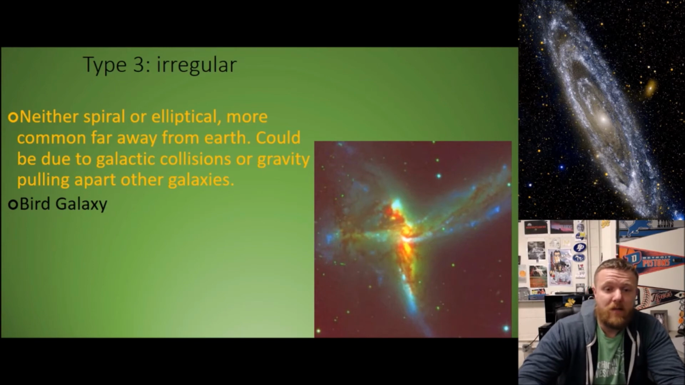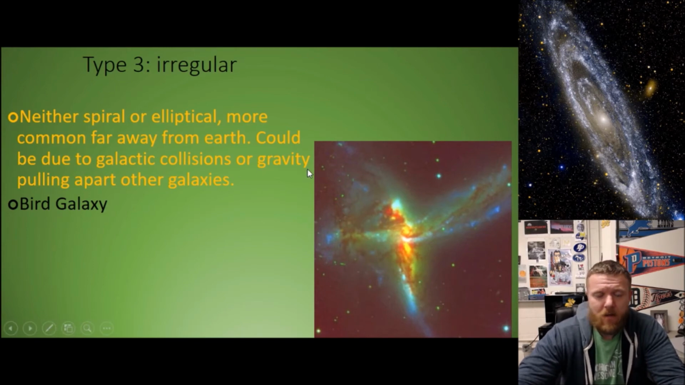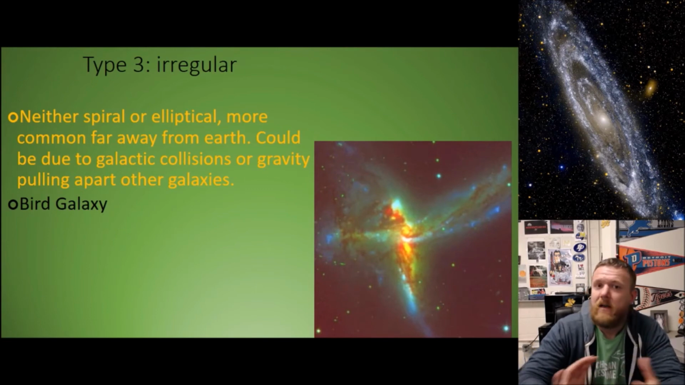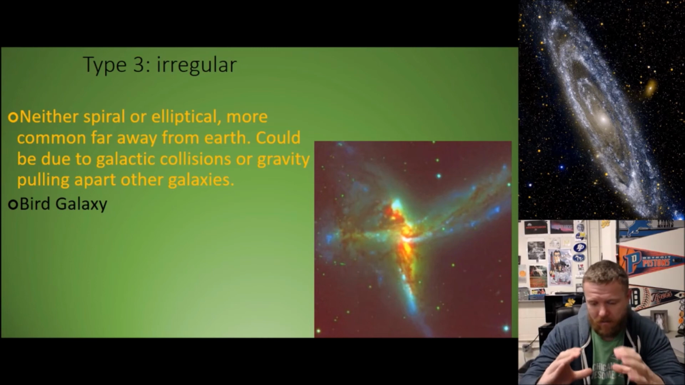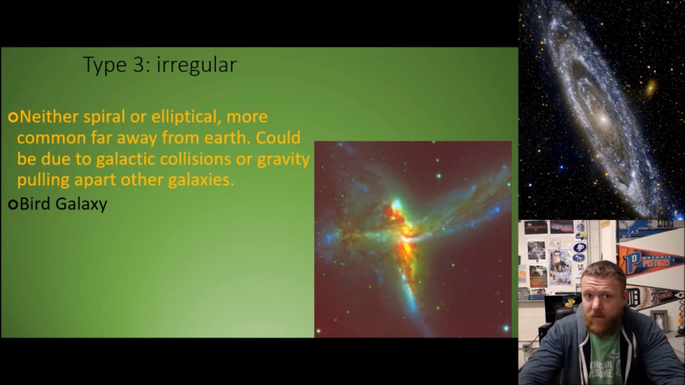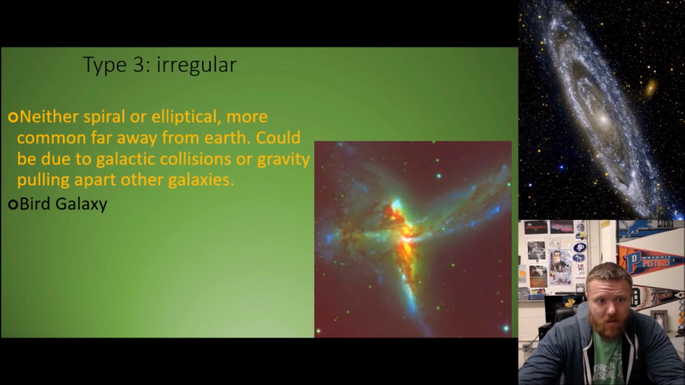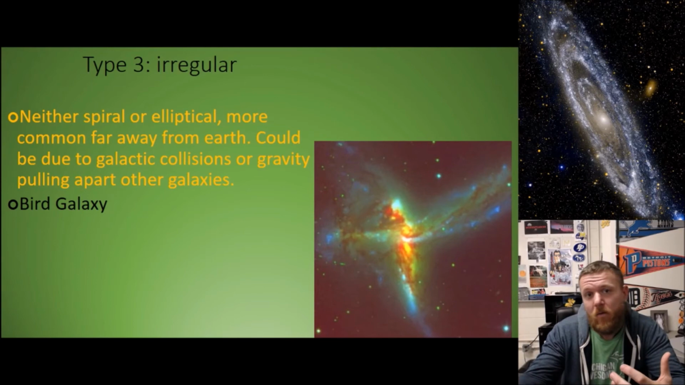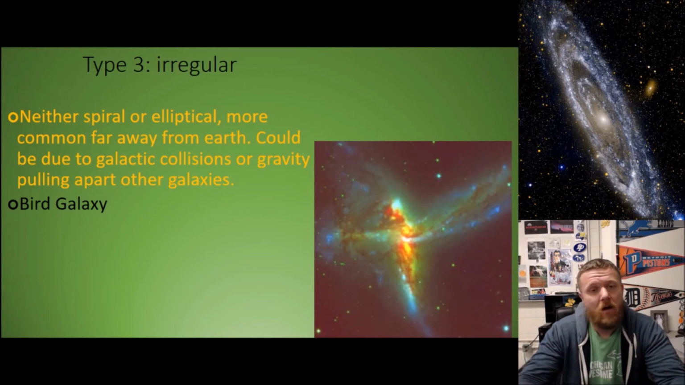And now we have the irregular galaxies. This is known as the bird galaxy because it looks like a hummingbird. Irregular galaxies don't have a shape. They're just like a big mess of stars up in the sky. So they're not a nice, pretty spiral. They're not elliptical like a circle or a sphere. They're just a mess. And we think that they happen when two galaxies actually merge, and the gravity of one galaxy tears apart the gravity of another galaxy.